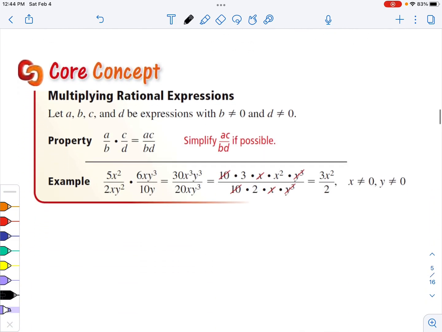Okay, let's move on to the second core concept. Multiplying rational expressions. Just like fractions, you just multiply the numerators together and you multiply the denominators. And from the polynomials and the exponents that we've been practicing on simplifying, you just cross out or divide out any of the common terms. And this one, you do have to include the excluded values as well. So these are going to be x equals 0 and y equals 0. So there's going to be two of them.